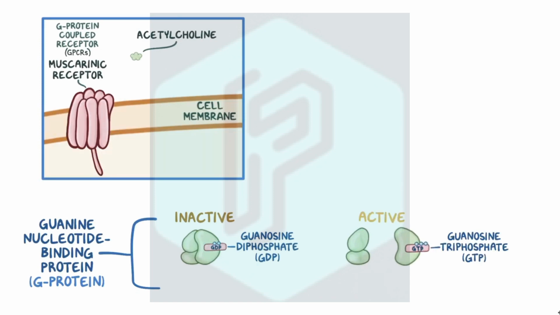G proteins are made up of 3 subunits called alpha, beta, and gamma, sort of like a flower with 3 petals. The alpha and the gamma subunits are anchored to the cell membrane and keep the G protein right up next to the muscarinic receptor. When the alpha subunit is bound to GDP, the 3 subunits stay together, so this flower is closed.